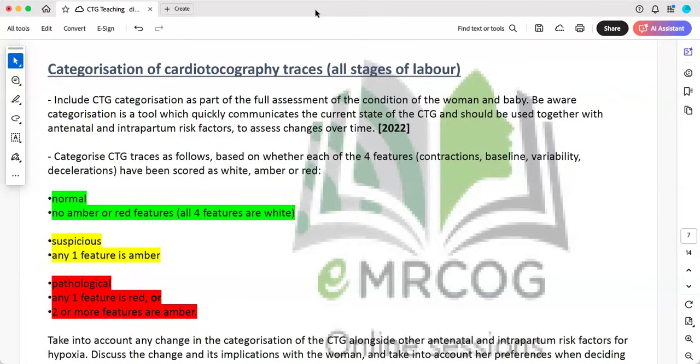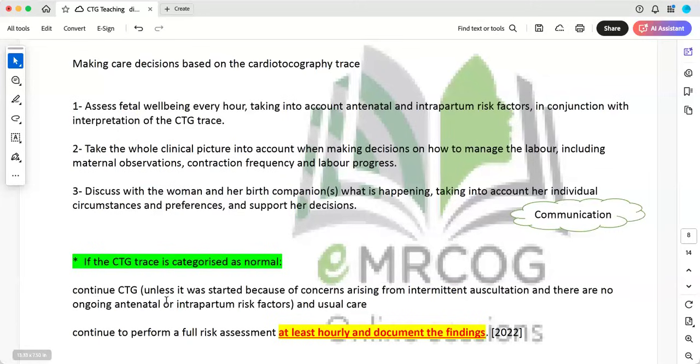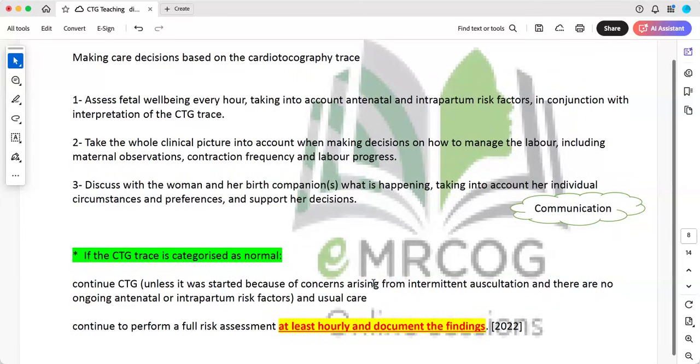My response is as follows. If it is normal, what to do? If it's normal, I will continue the CTG, unless it was started because of concern arising from intermittent auscultation, in which case I will go back to intermittent auscultation. But otherwise, if there is an indication to continue CTG as such, continue to perform a risk assessment at least every 1 hour and document the findings.